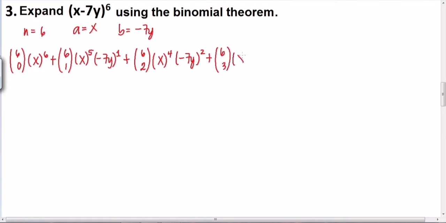6c3. And then, yung x natin ay 3 na, kasi 6, 5, 4, 3 ang sunod. And the negative 7y raised to 3 as well. Kapares nito. Okay? Plus, so 6c4. And then, yung x na natin ay squared na. Okay? Actually, pwede nyo i-minus to para makuha nyo 6 minus 4, that is 2. Ganun yun eh. 6 minus 0, 6. 6 minus 1, 5. 6 minus 2, 4.